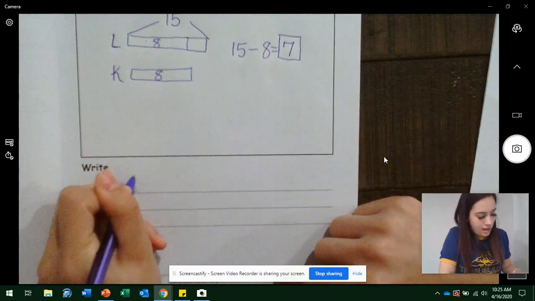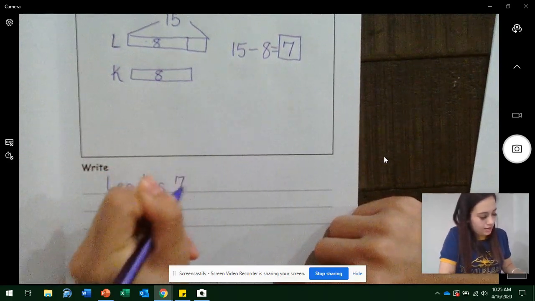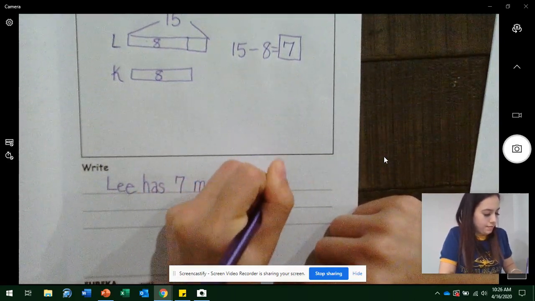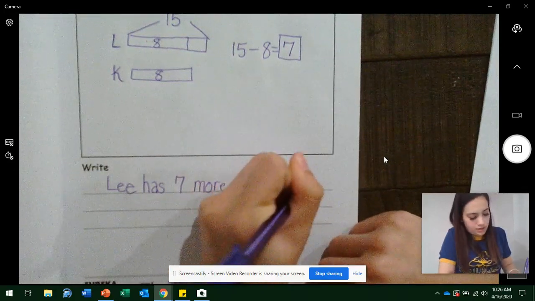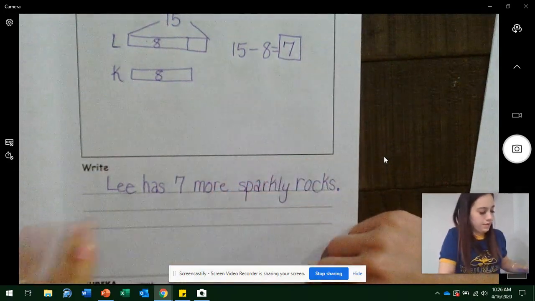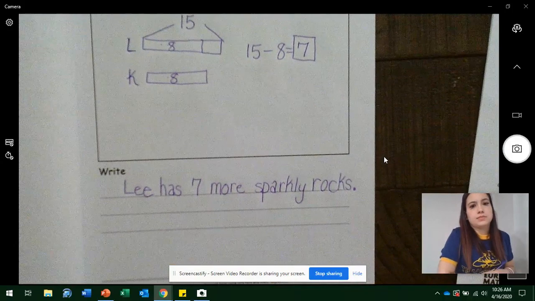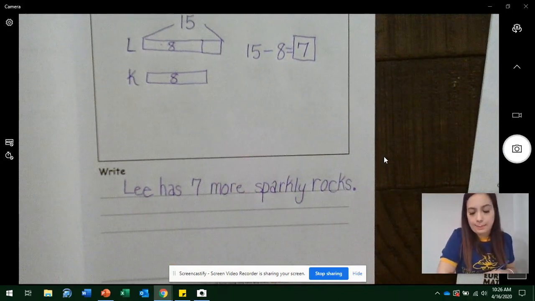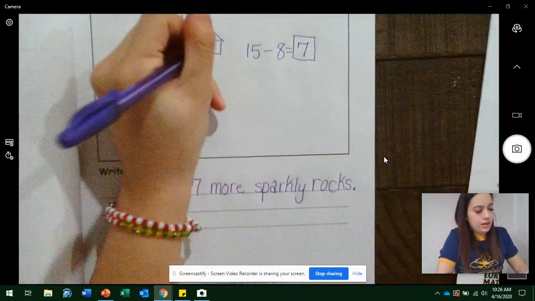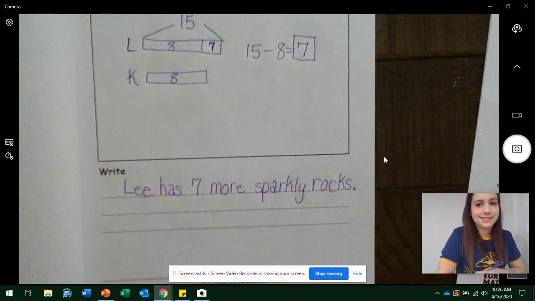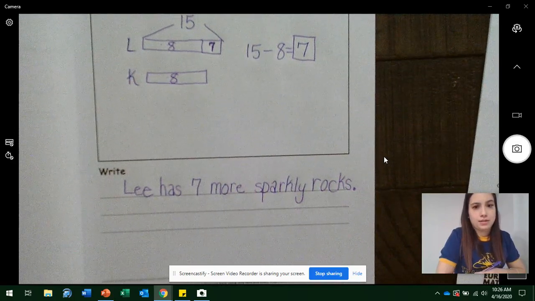Lee has 7 more sparkly rocks. Period. Okay? Make sure that you have this statement. And we can't forget to put it as our missing part in our tape diagram. If you need more time, go ahead and press pause and finish the problem. If not, let's get ready to start.